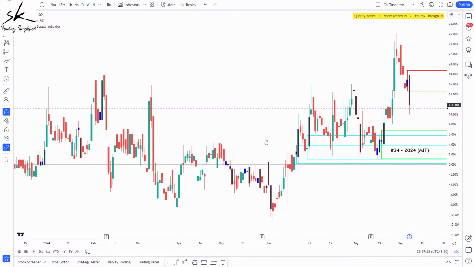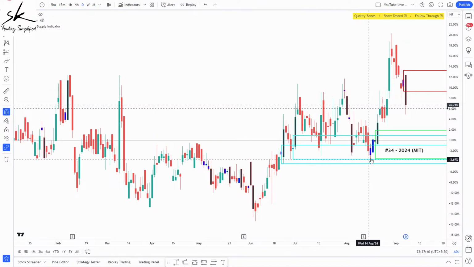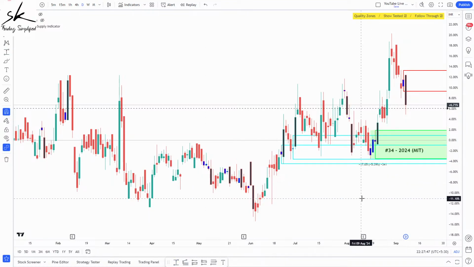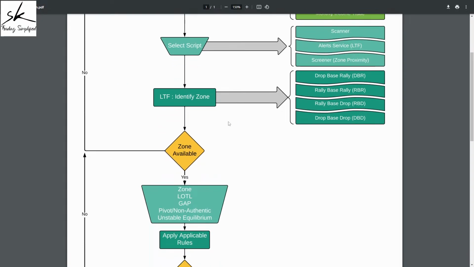So here you can see the indicator is telling us we have a drop based rally demand zone for us. So let's mark this demand area. So my step number 3 is now done automatically by the indicator. It has identified the demand area for me. So that takes care of my step number 3.